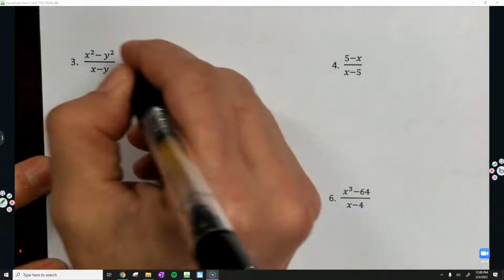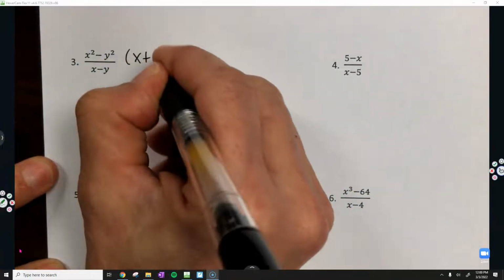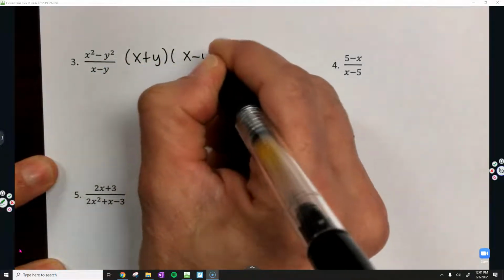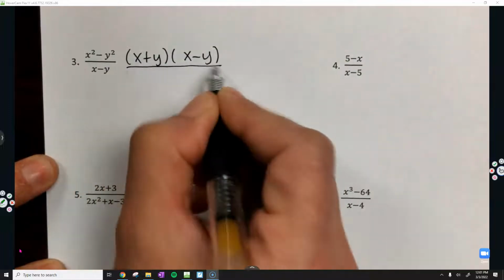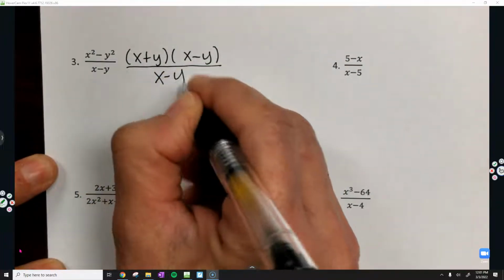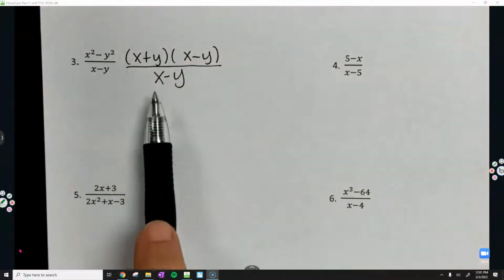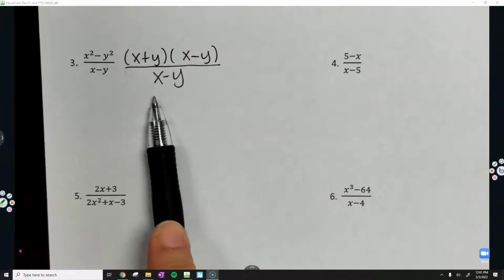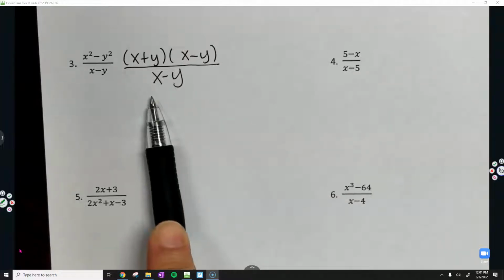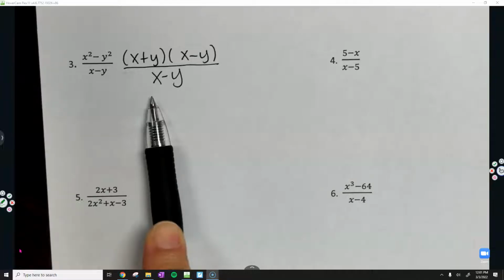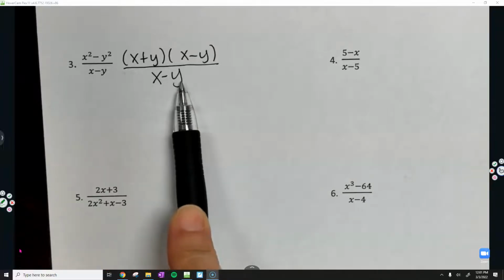X squared minus y squared is going to be x plus y, x minus y. And then I'm going to recopy the denominator of x minus y. So we're going to state restrictions for the letter x. X could be any number at all, but what x cannot be is the letter y, because y minus y equals 0.